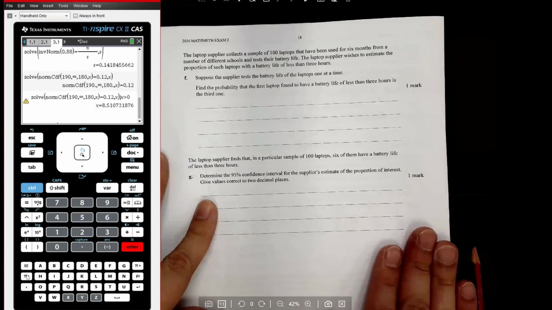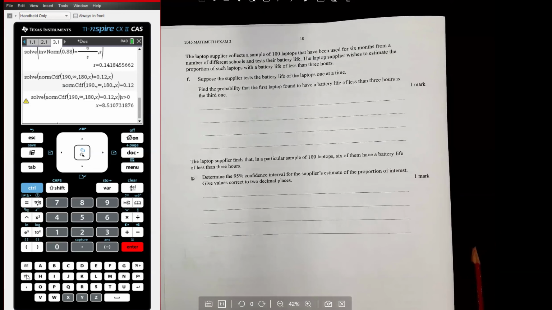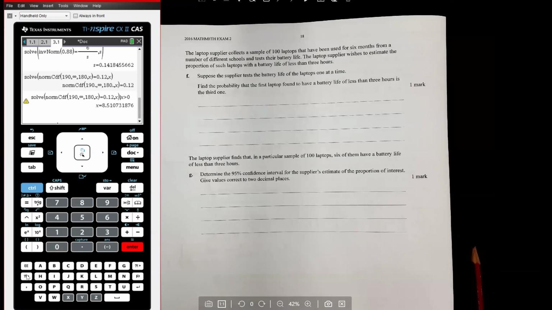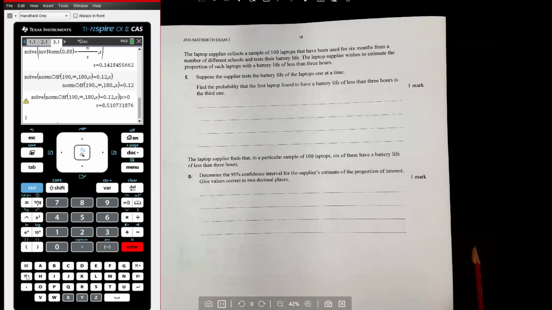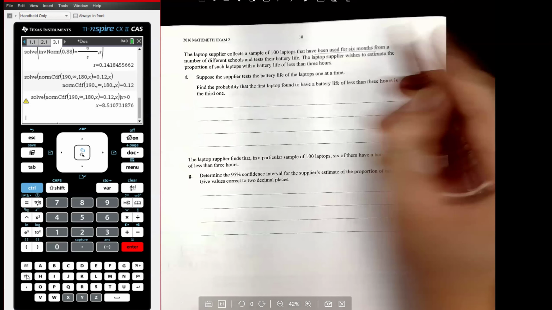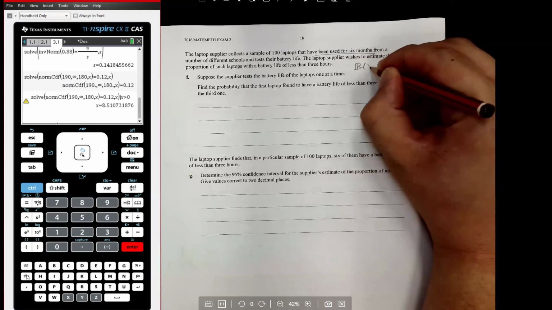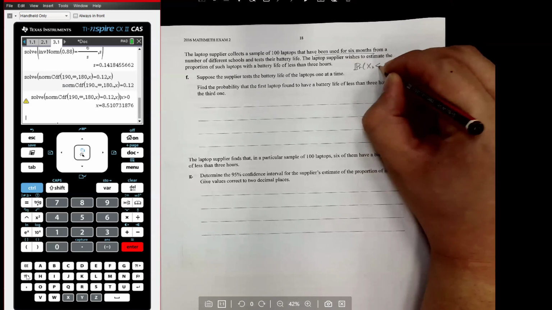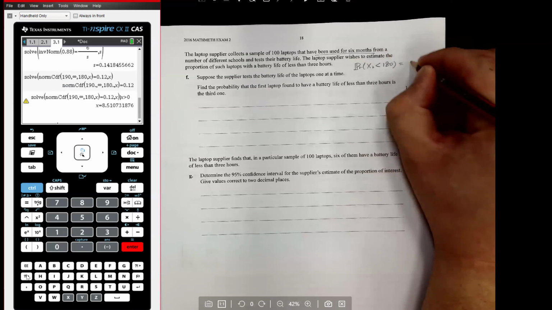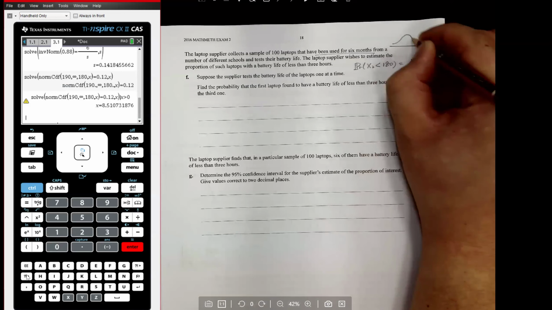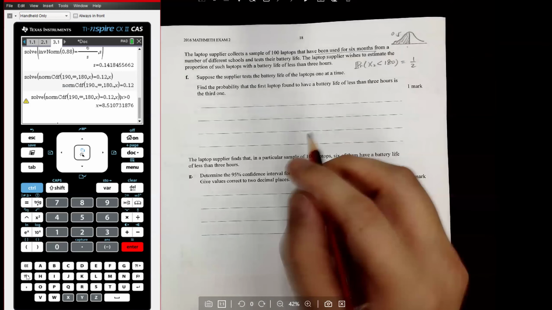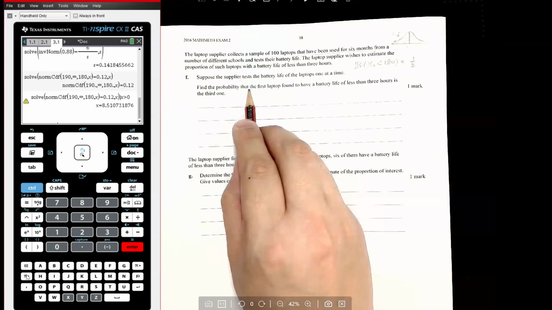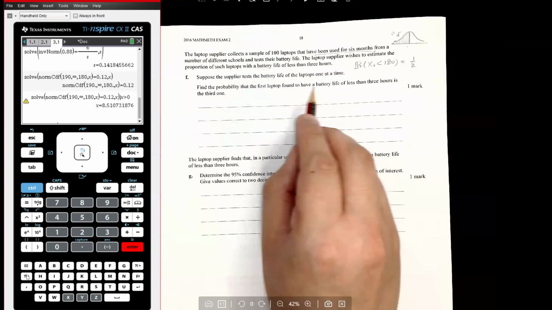The laptop supplier collects a sample of 100 laptops that have been used for 6 months from a number of different schools and tests their battery life. The supplier wishes to estimate the proportion of such laptops with a battery life of less than 3 hours. Notice they have been used for 6 months, so the probability of, let's say, x2 less than 180 is a half, because for each laptop, 0.5.